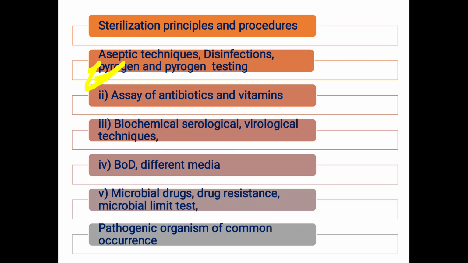Aseptic techniques, the second point. Aseptic means free from microorganisms, with a sterile work area, hand hygiene and clean gloves, and container handling to minimize contamination. So aseptic techniques are used for purity, accuracy and safety maintenance.